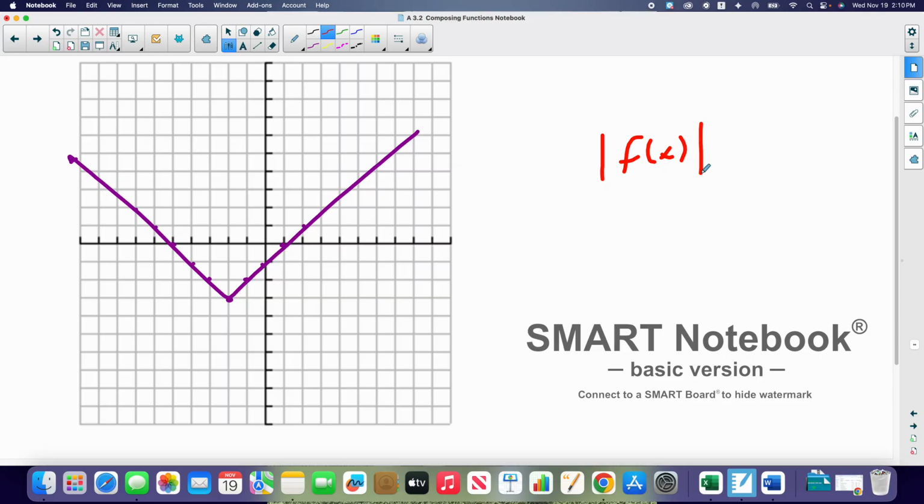The positives are still positive. Good. This right here is positive, it stays positive. That side right there is positive, it stays positive. So that part of the graph stays the same.